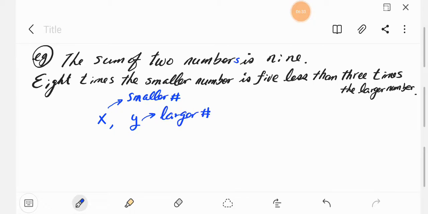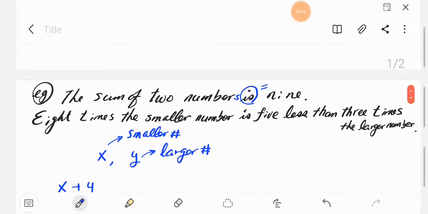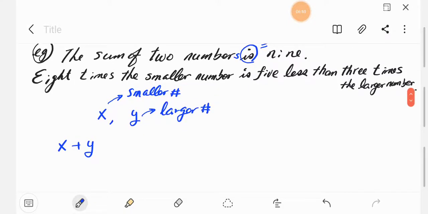Okay, then the first sentence shows the sum of two numbers. So there are two numbers, x and y. You can write it something like this: x plus y is, right? Is should be replaced by what? Equal sign, right? So x plus y should be equal to 9. So we have one equation.